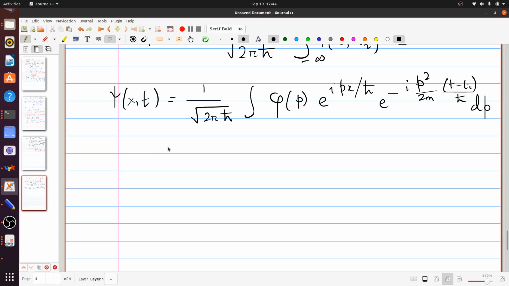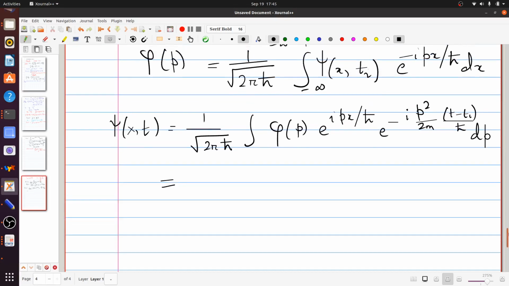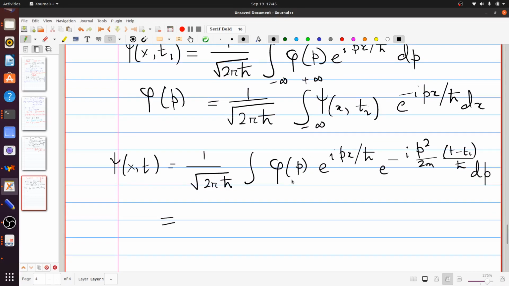Now that we have this, we can of course put back the wave function psi of x ti here by just using the inverse Fourier transform that we wrote down just above. So this is what we are going to do. We are going to use this expression to replace phi of p here in terms of psi of x ti. So what will happen? The integral will turn out to be this. The integral will become 1 over 2 pi h cross.